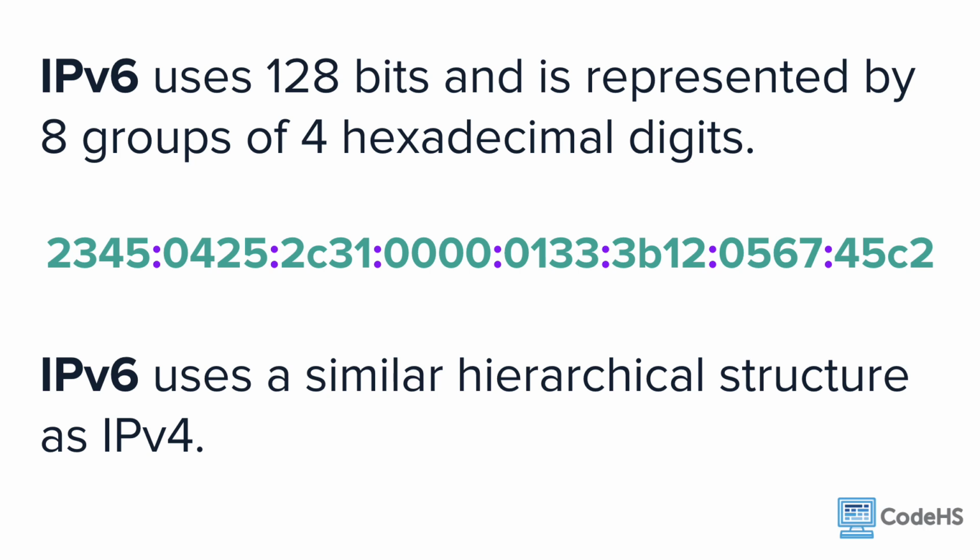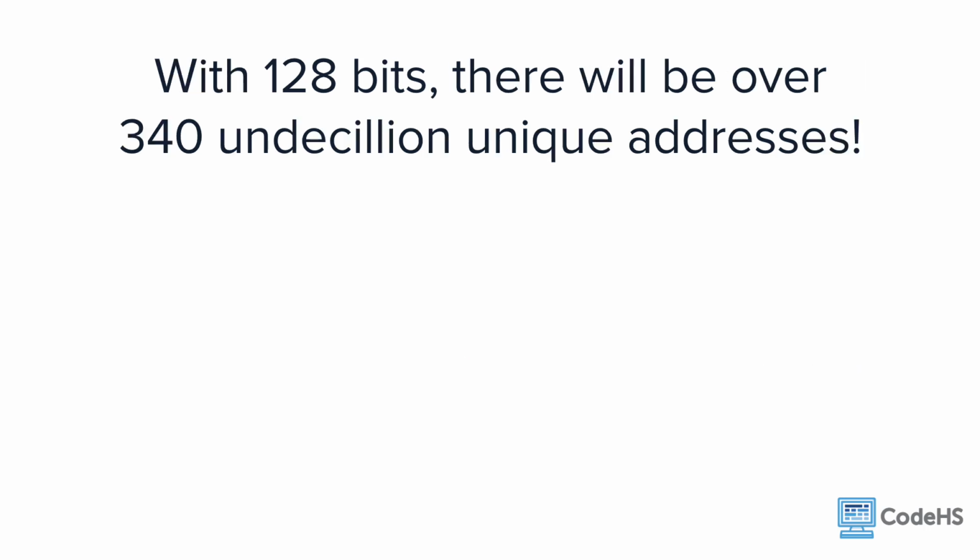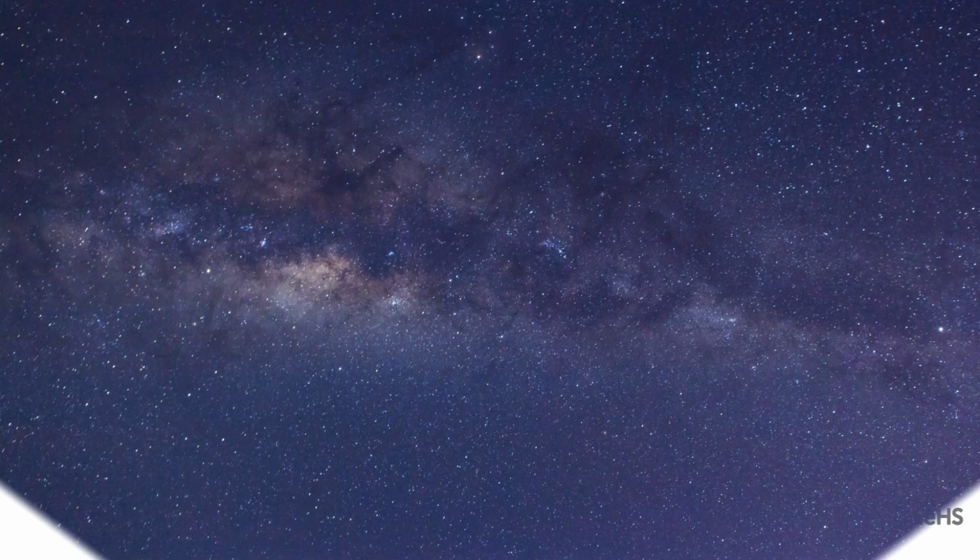IPv6 uses a similar hierarchical structure as IPv4. This structure is slightly more complicated, so we won't go into it here. So now, with 128 bits, there are over 340 undecillion unique addresses. That is more than the number of stars in the entire universe. Surely this should be enough to cover the number of unique devices on the internet for years to come.